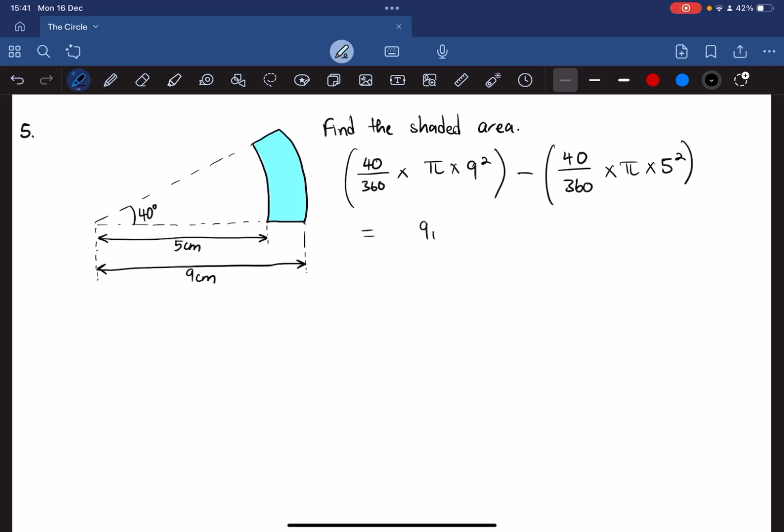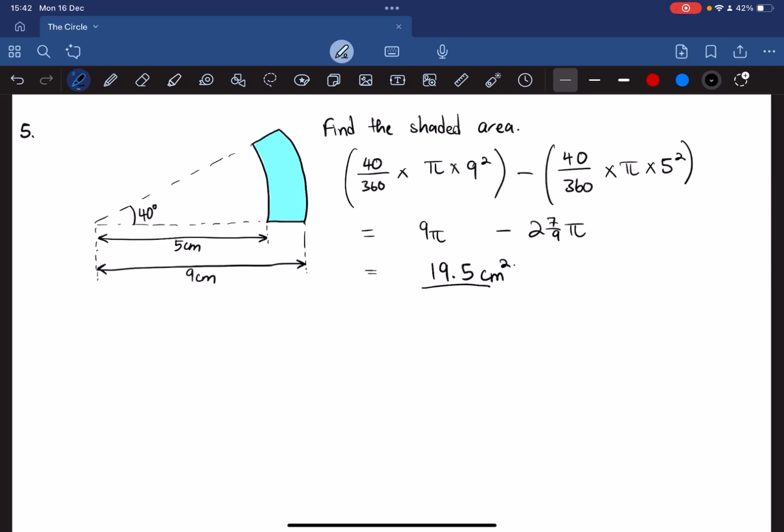We get 9 pi minus 2 and 7 over 9 pi. I've kept it as a fraction like this so that my answer would be more exact. We get the answer as 19.5 square centimeters. That is the area of the shaded region.